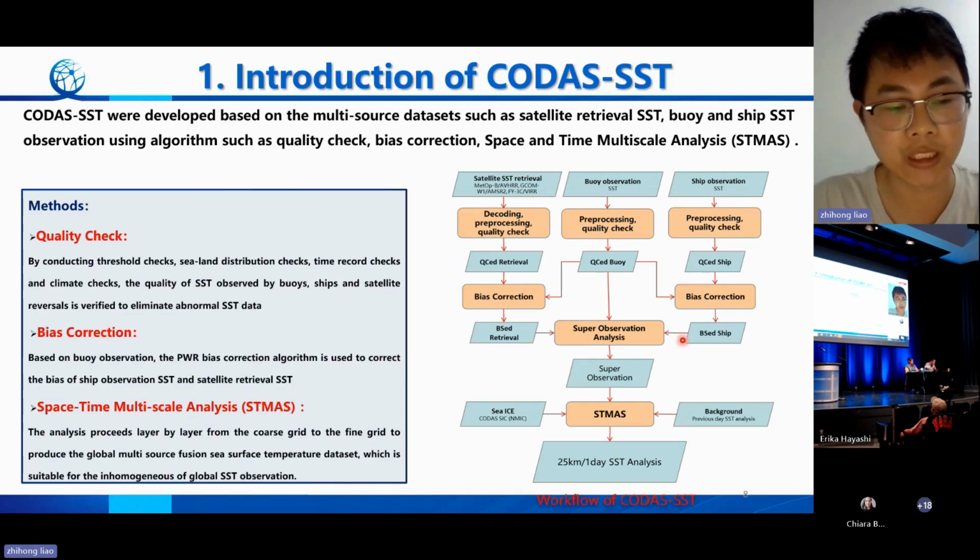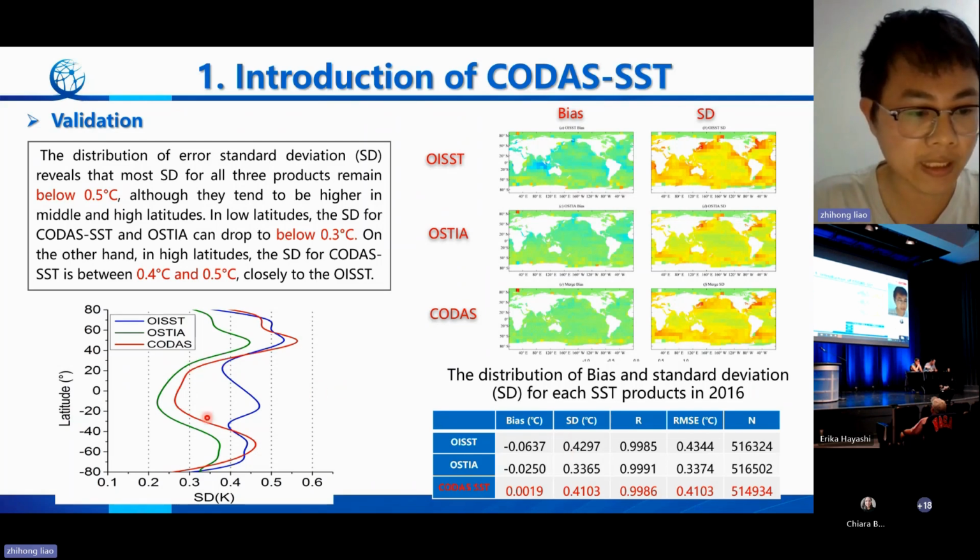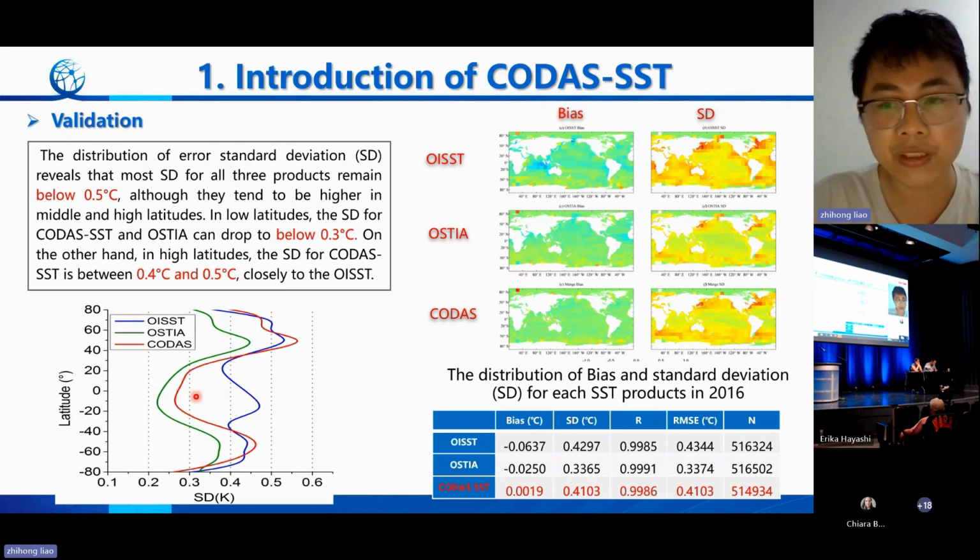And this slide shows the growth of CODAS-SST. We developed these products after quality checks, bias correction, and space and time multi-scale analysis for this multi-source data. Through independent buoy assessment in 1 year, we can see the average of the CODAS data is between the OST and OSTIA, quite close to the OST, as the results show in the error distributions and error variations in the latitudes.